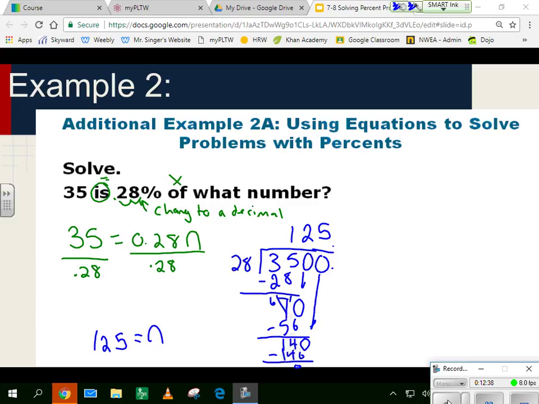Again, if you wanted to, and I want you to copy this down, but if you wanted to do the proportion piece, you knew that it was going to be 28% over 100, right? And we knew that 35 is 28%, so 35 would go on the top, and what we're trying to solve for is what that big number is. And you could cross multiply and figure it out. So I'm just showing you the 2 different ways. This is the equation part.